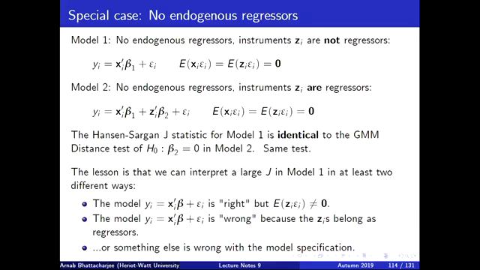One is that this thing is right, okay, but this guy is not equal to 0. Or you can interpret this as saying that this thing is wrong because Zi's belong to regressors, right? Which of these is correct? We cannot say.